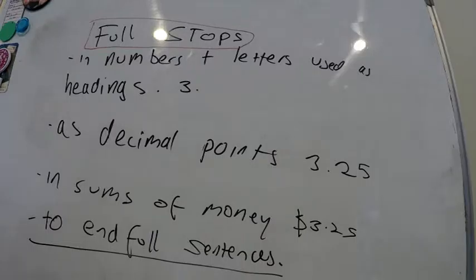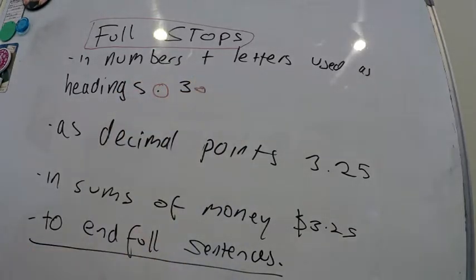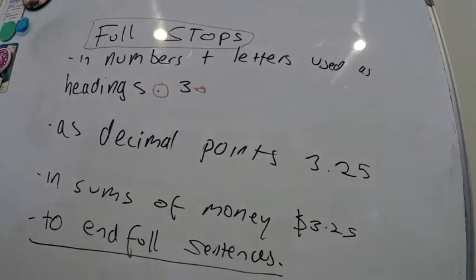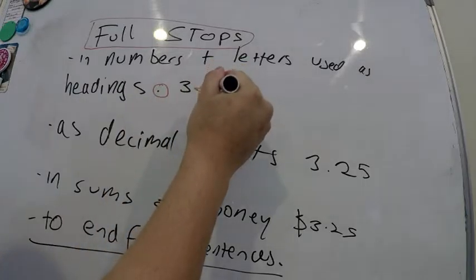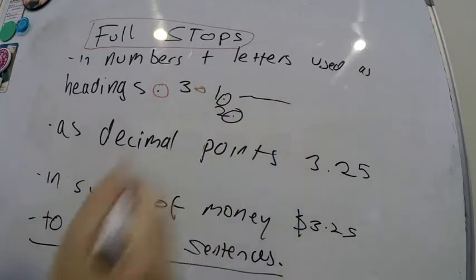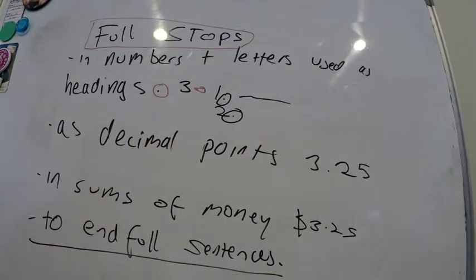Today we're learning about full stops. When we're talking about full stops, what we're really talking about is these little dots here. I just wanted to get out of the way some of the secondary uses of full stops. We can use a full stop in numbers and letters used as headings. So when you're making a list, like number one, I'm going to have to do this, and number two, I have to do this, you can use a stop just to separate the number from whatever comes after.